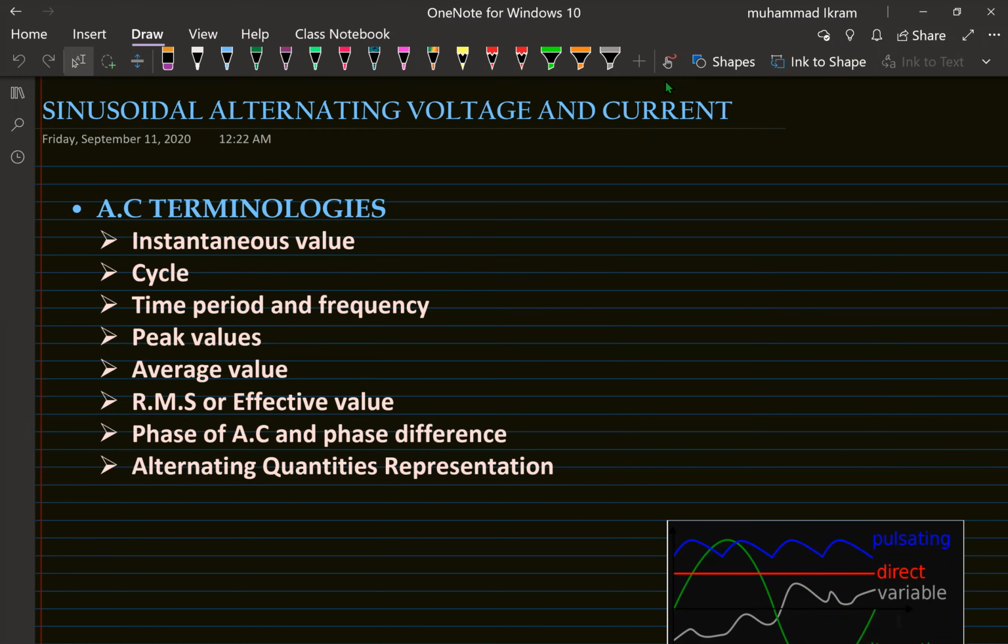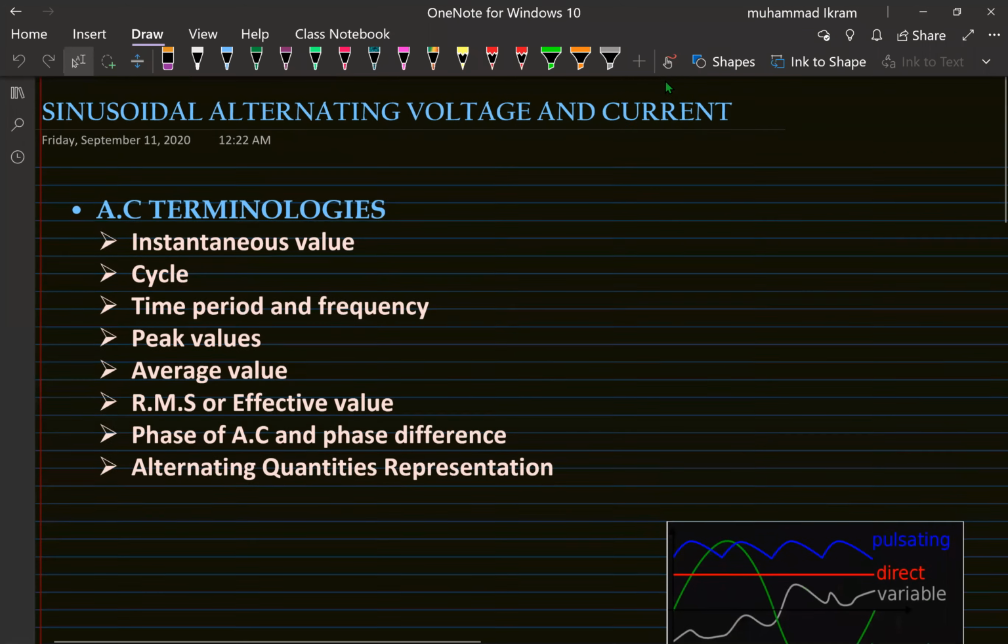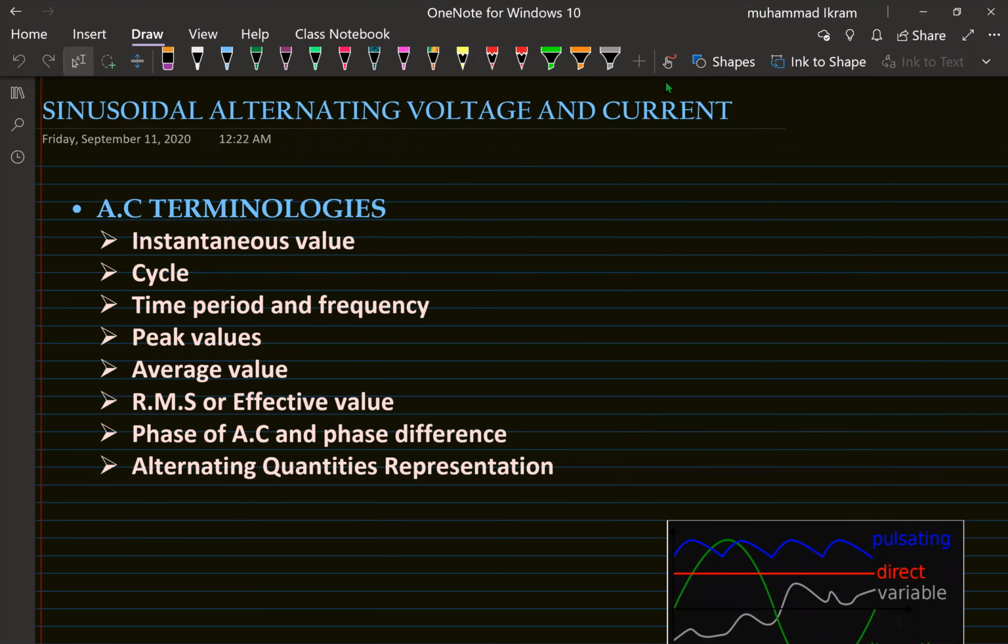Today is the start of our new unit 15, the alternating current or the AC circuit. Most probably, we will study it in this chapter. So let us start our lecture with the name of Allah Almighty. Bismillah ar-Rahman ar-Rahim. Our topic today is the sinusoidal alternating voltage and current.